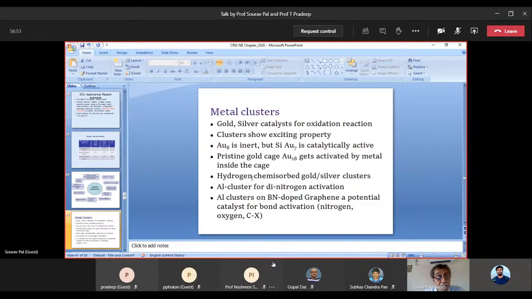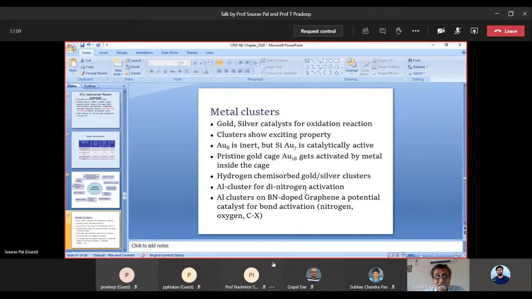The same thing happens for hydrogen atom chemisorption. If you can prepare hydrogen atom chemisorbed on a gold or a silver cluster, and I'm told that again people are able to synthesize this, they become catalytically active. So not just the pristine cluster.